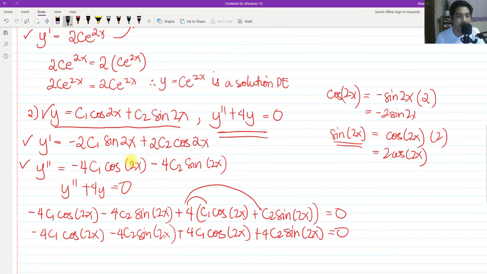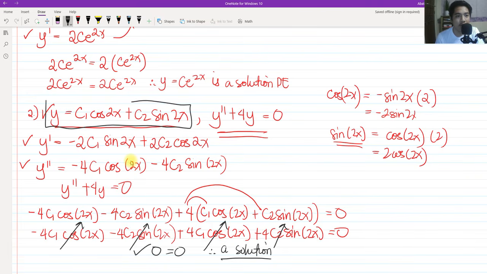Obviously, this would cancel. Negative 4c sub 1 cosine 2x will be cancelled by the positive 4c sub 1 cosine 2x, and the negative 4c sub 2 sine 2x will be cancelled by positive 4c sub 2 sine 2x. So definitely, the right side of the equation equals the left side of the equation. 0 equals 0. Then definitely that is a solution. Okay? So we have proved that y equals c sub 1 cosine 2x plus c sub 2 sine 2x is a solution of the y double prime plus 4y equals 0 differential equation.